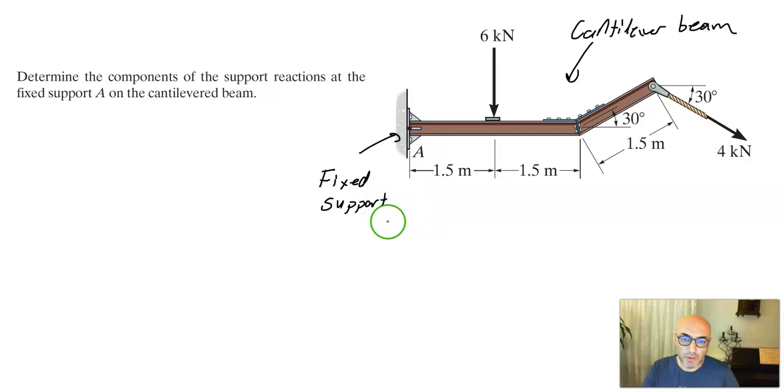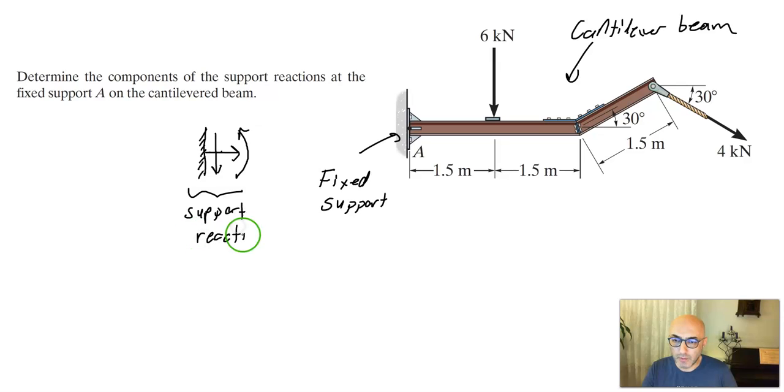So remember, in a fixed support, the external actions are transferred into the fixed support in the form of an axial force, a shear, and a moment. So these are the support reactions, typically support reactions at a fixed support.